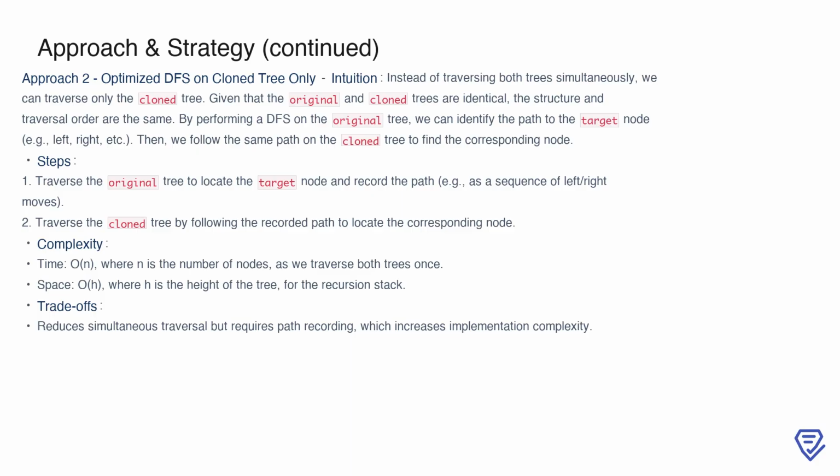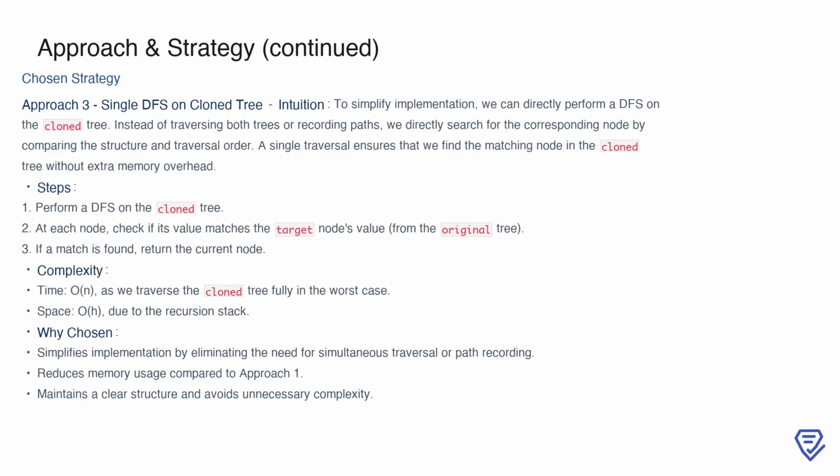recursion stack. While more efficient than the first approach, this method can be harder to implement because of the additional step of path recording. For a simpler solution, we can use an even more streamlined approach, a single DFS directly on the clone tree. This method eliminates the need for simultaneous traversal or path recording altogether.